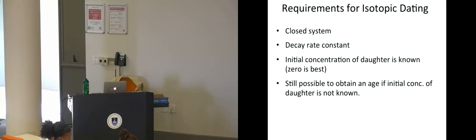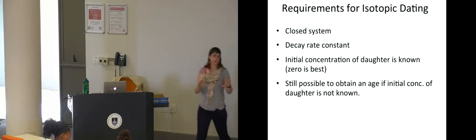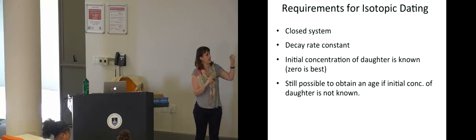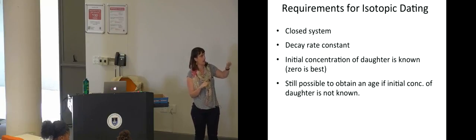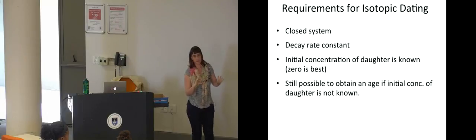And we need a constant decay rate. We need isotopes for which we have a good understanding of the decay rate, and this is consistent. And then ideally, you need to know the initial concentration of the daughter isotope. What you really want is to only have the parent isotope and have no daughter present. And if there is some of that daughter isotope present, we need to know what that concentration is. There are ways of working around this, but those are our ideal initial conditions.